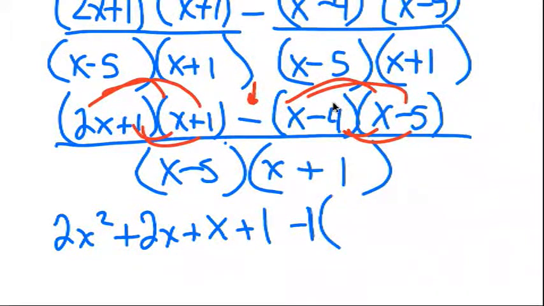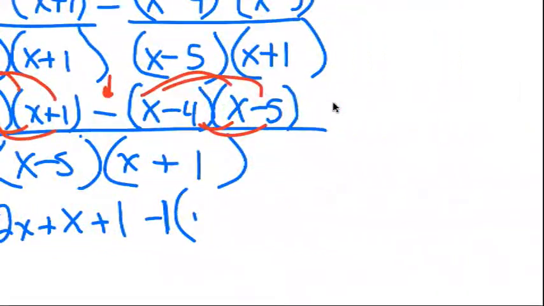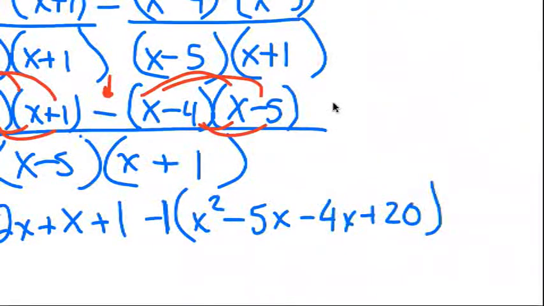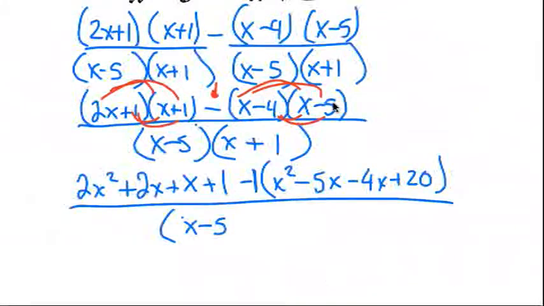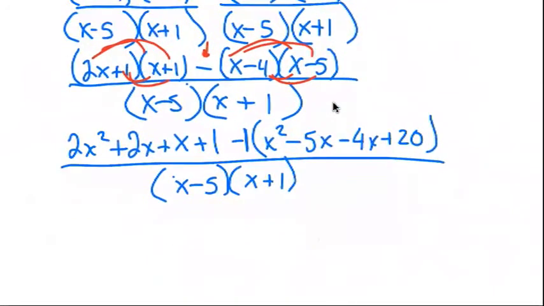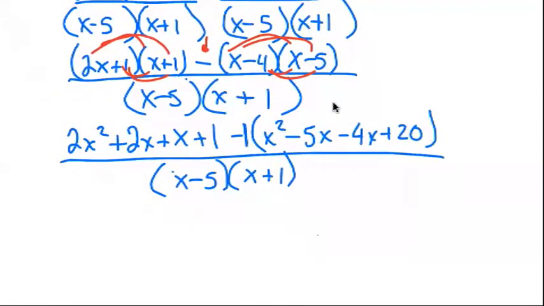This minus 1. x times x is x squared. Minus 5x minus 4x plus 20, all over x minus 5, x plus 1. I need to bring this negative 1 into these brackets. And then I'm going to combine all my like terms.